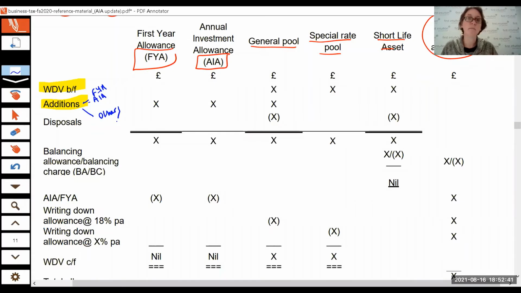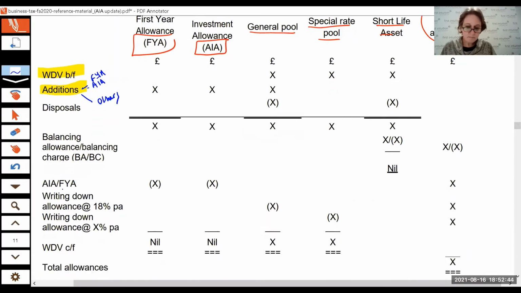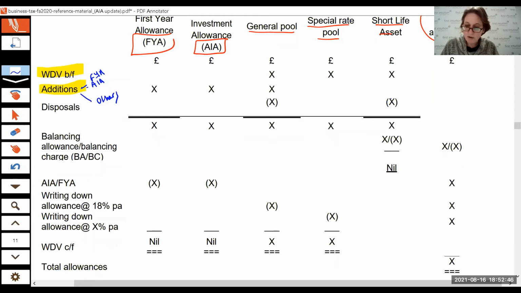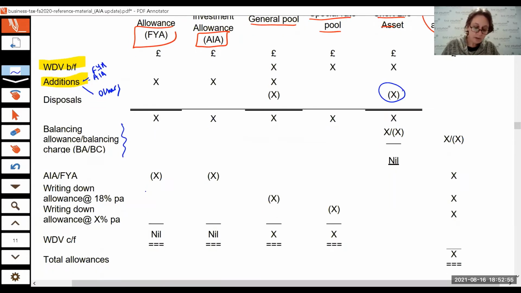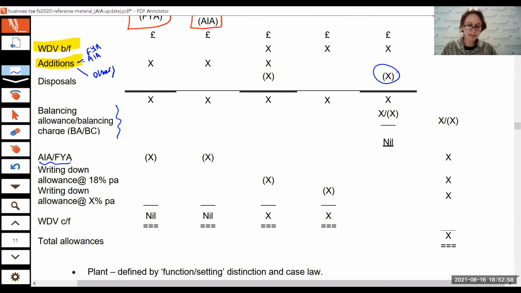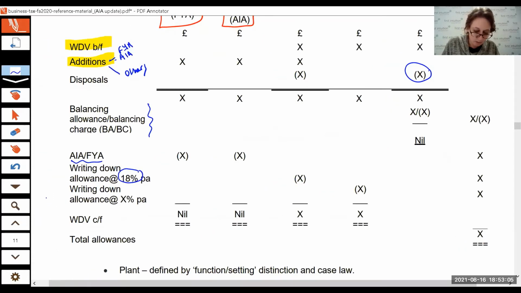The lower of cost and proceeds. If anything has been disposed of from an individual column, like a short life asset column, it triggers some sort of balancing allowance or balancing charge. We've got our allowances that are claimed, the AIA or the FYA. We've got our writing down allowance at 18%. We've got our special rate pool, where we may have to actually calculate the percentage depending on the time period, and then our value to carry forward.